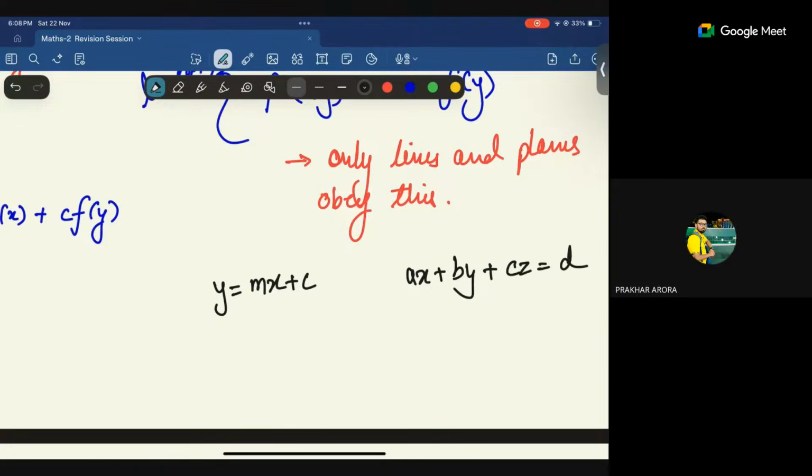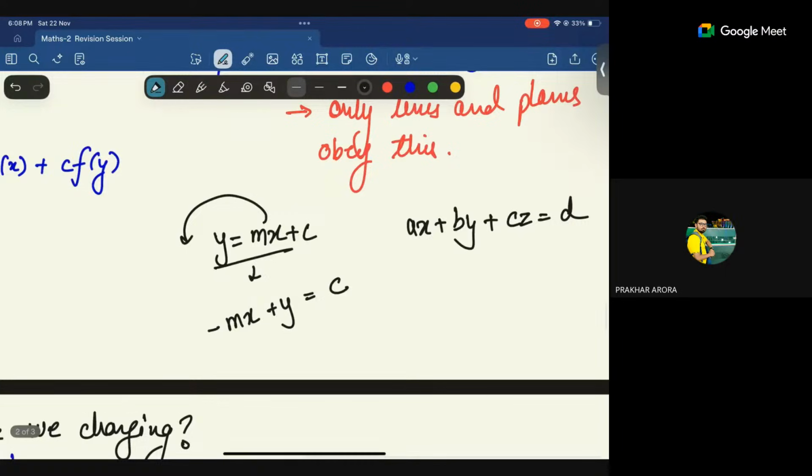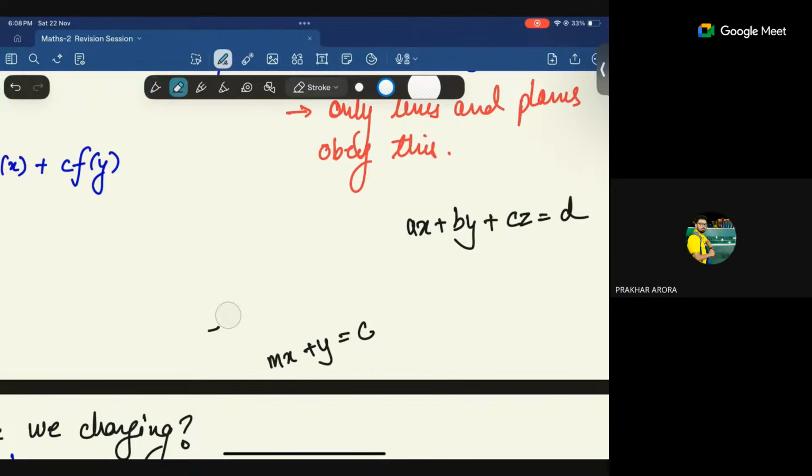You know this equation can be written like this: minus mx plus y equals c. Since these are all just constants, I can say this is mx plus y equals c. What I want to say here is that this is the equation of a line. ax plus by equals c is the equation of a line.